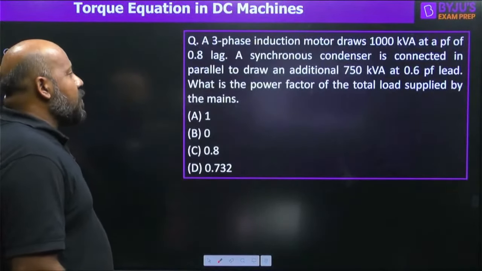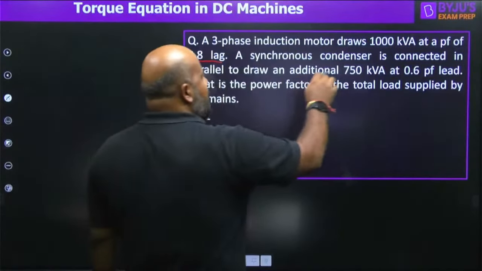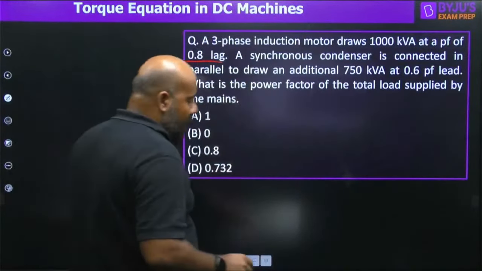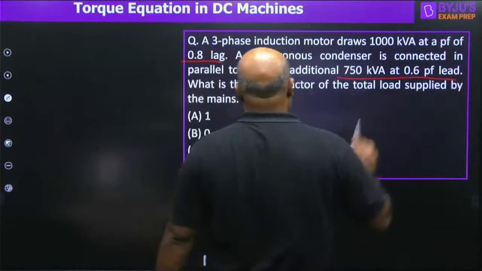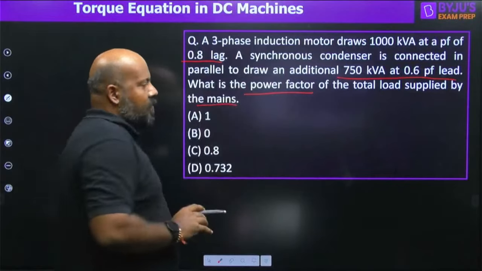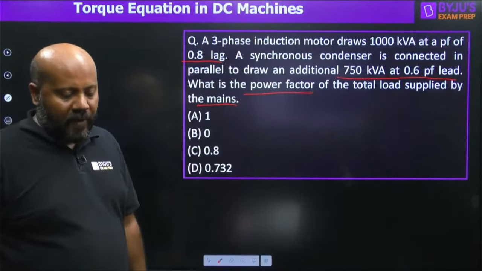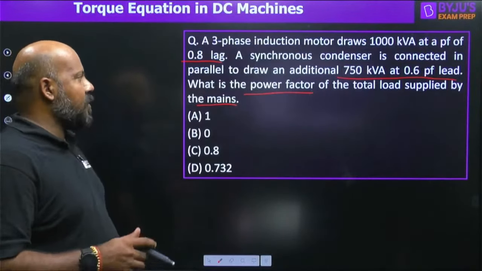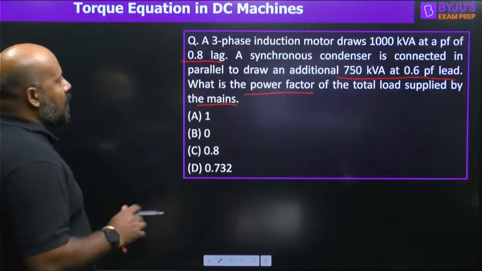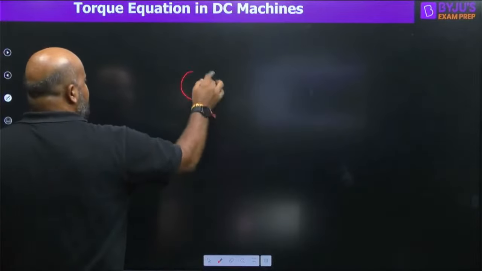A three-phase induction motor draws 1000 kVA at a power factor of 0.8 lagging. A synchronous condenser is connected in parallel to draw an additional 750 kVA at 0.6 power factor lead. He is asking what is the power factor of the total load supplied by the mains. It is basically a power factor improvement question, not directly related to the construction part, but we can solve it. That is related to the synchronous machine only.